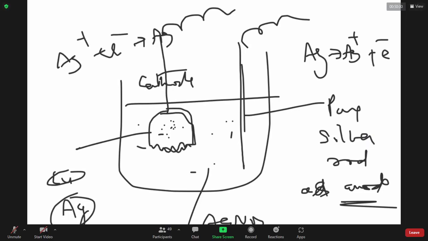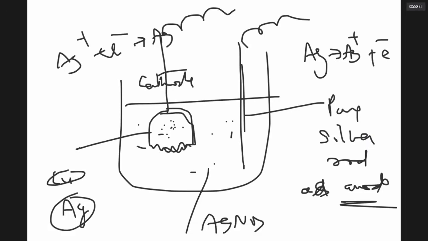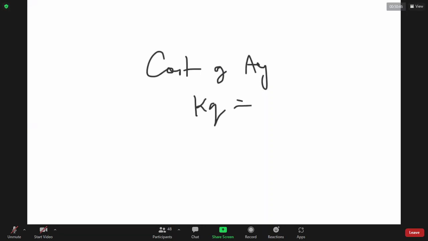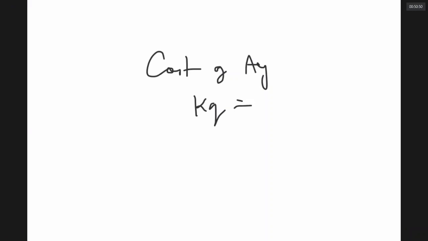Yes, sir. Now here is an interesting question. Cost of silver. What is the cost of silver per kg, sir? Hello? What is the cost of silver per kg? No idea, no general knowledge.